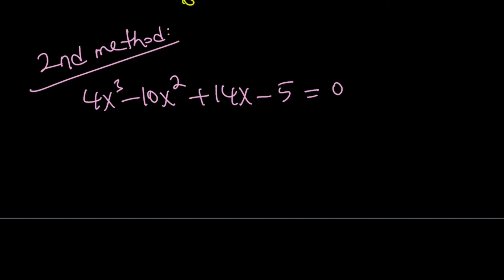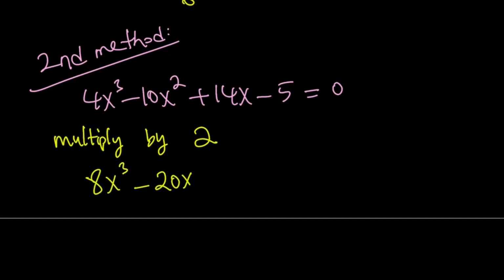So for my second method, I'm going to look at the coefficients carefully. They're pretty much all even numbers, except for the constant, but I don't really care about that. So I care about the coefficient of x cubed, which is 4. And I'm thinking, if I double this, I'm going to get 8x cubed, which is nice because 8 is a perfect cube. Perfect. Let's go ahead and do it. So multiply by 2, both sides. You get 8x cubed minus 20x squared plus 28x minus 10 equals 0.